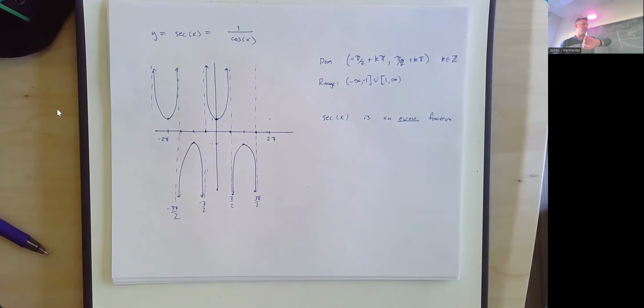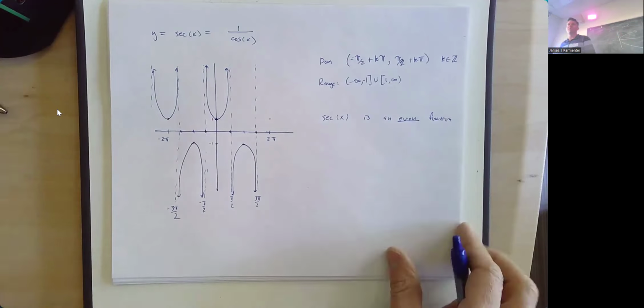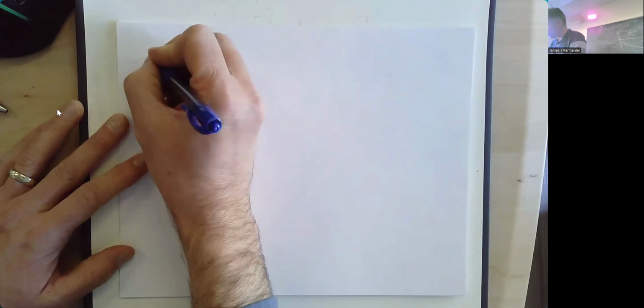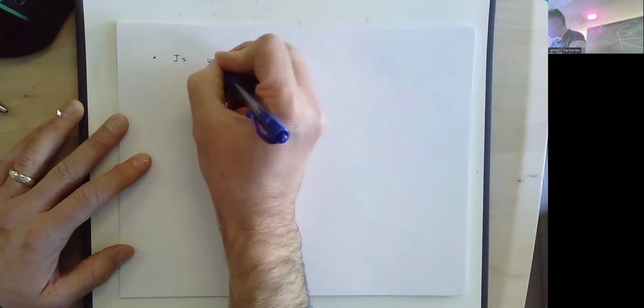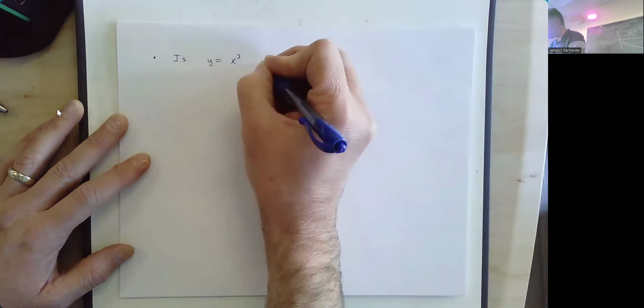Okay, how much time? Okay. How many of these functions are invertible? Are any of them invertible? What does it mean to be invertible? Right. So let's look at another example and then we'll come back to this. We've got time. Okay. So is y equal to x cubed invertible?